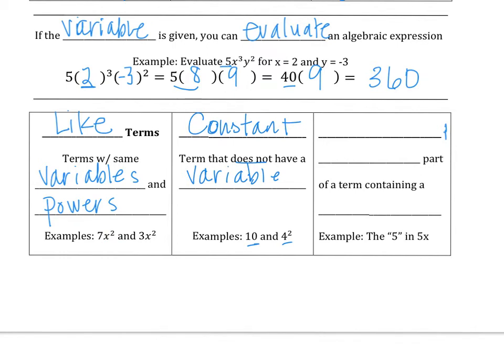And then the final one that we are going to define is the word coefficient. Coefficient is a numerical part of a term containing a variable.